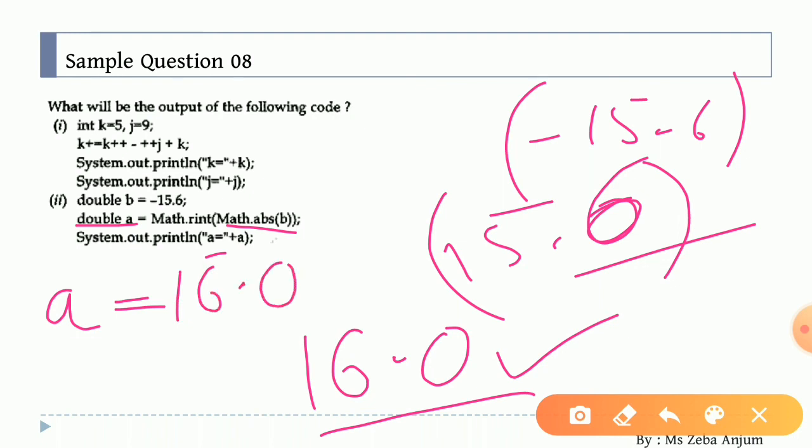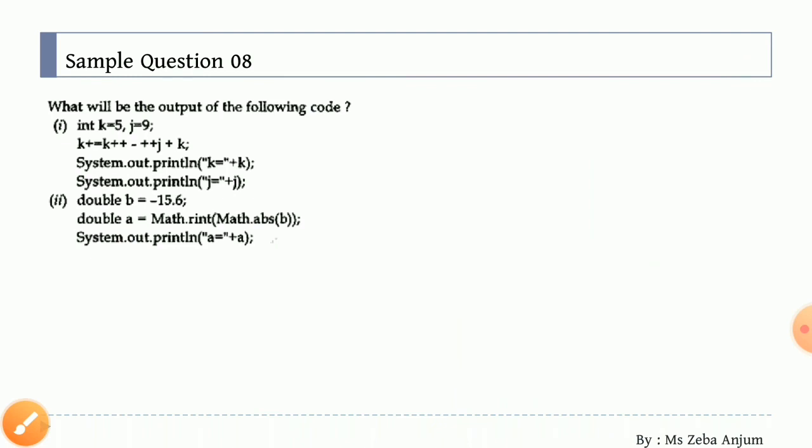Okay, so these are your sample question number 8. In case you are having any doubt in these sample questions, you can ask me, and from Saturday onwards we are going to start your next unit, that is unit number 4, string. Okay, so till now you just practice for such questions.